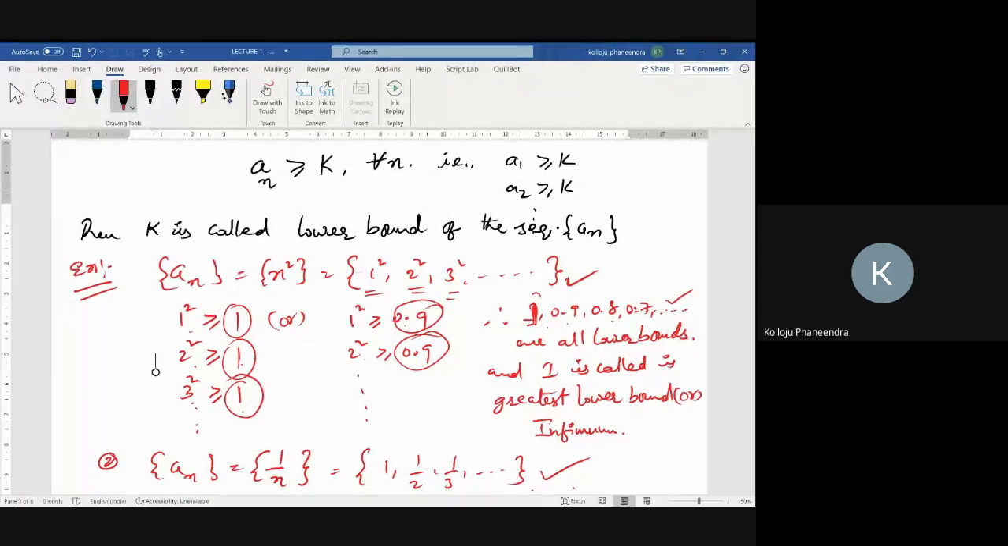Among all these lower bounds, which one is the greatest one? 1. That one is called the greatest lower bound, or infimum. Is that clear? Yes, sir.